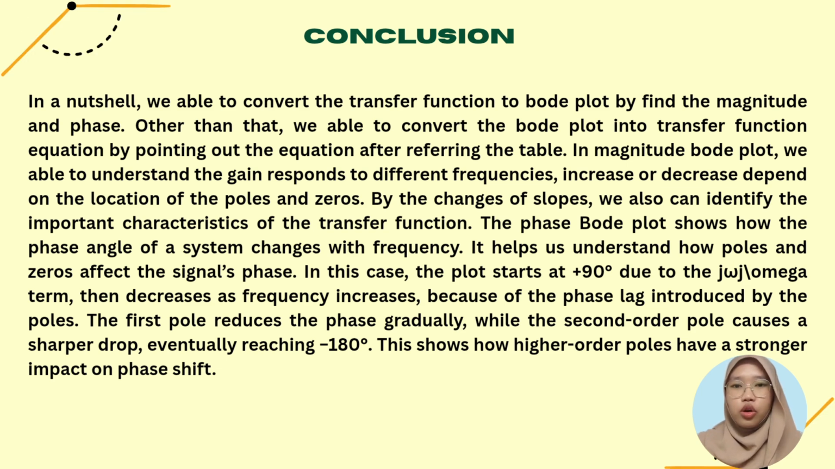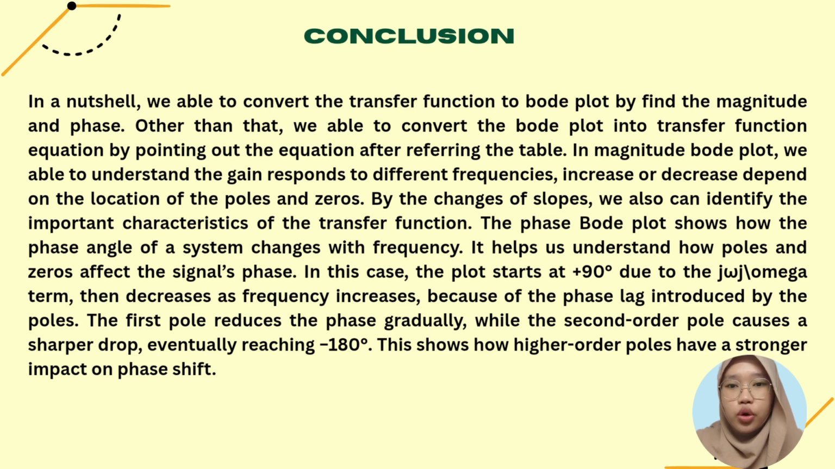In a nutshell, we are able to convert the transfer function to a Bode plot by finding the magnitude and phase. Other than that, we are able to convert the Bode plots into a transfer function equation by pointing out the equation by referring to the table. In the magnitude Bode plot, we are able to understand how the gain responds to different frequencies, increasing or decreasing depending on the location of the poles and zeros. By the changes of slope, we can also identify the important characteristics of the transfer function.